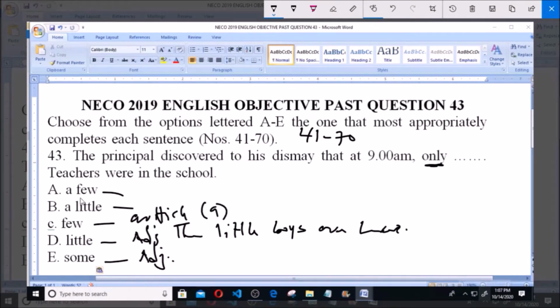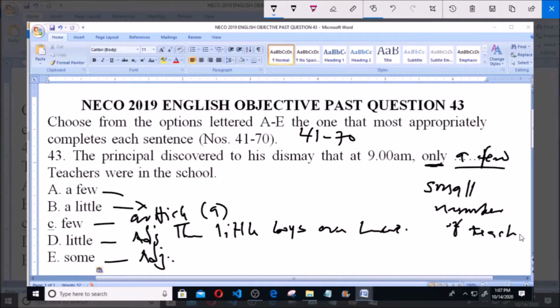Then we can say a few, a little also, but grammatically we can say that the principal discovered to his dismay that at 9 o'clock a.m. only a few teachers were in the school, because the word a few means a small number of teachers that were in school. So option A is correct.